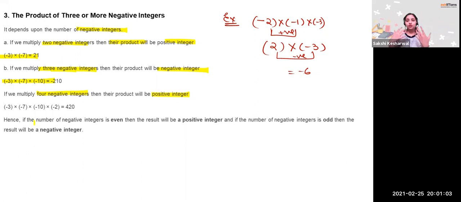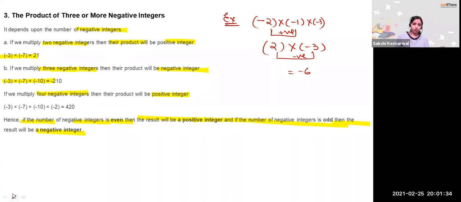So if we see what we get over here, if the number of negative integers is even, then the result is positive, right? If you are multiplying negative 100 times, the answer will be positive. If you are multiplying negative 51 times, like multiplying an odd number of times, your answer will be negative. So everything is written over here very clearly.